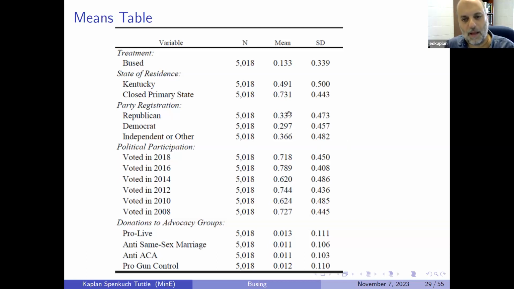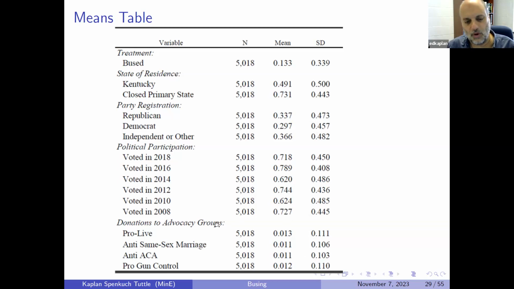They're a little bit more Republican than Democrat, which is actually not true nationally and reflects the fact that Kentucky is a pretty Republican state. The largest group are actually independents. And they vote at around 60 to 80%. They have about a 60 to 80% turnout rate. So they have a pretty high turnout rate for the United States, but that reflects the fact that they're older and older people vote more.